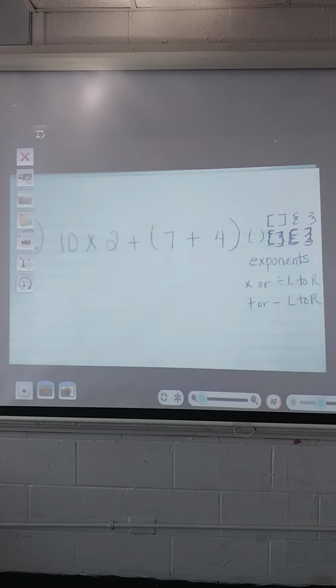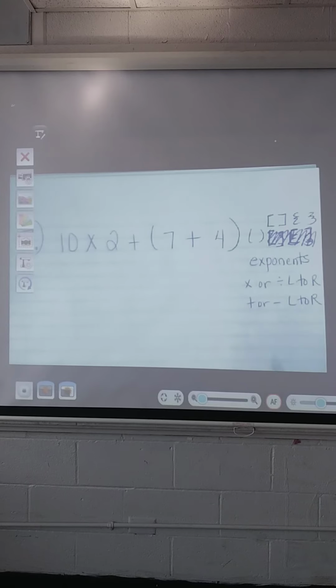Then you look for exponents, but we know on this worksheet right here, we don't have any exponents. We already looked at it. Then you're going to look for multiplication or division, left to right, addition or subtraction, left to right. So let's look at this first one. Number 7, we got 10 times 2 plus the sum of 7 and 4.